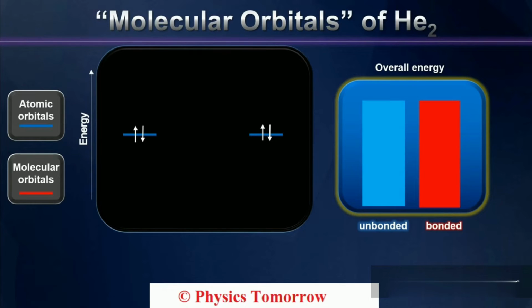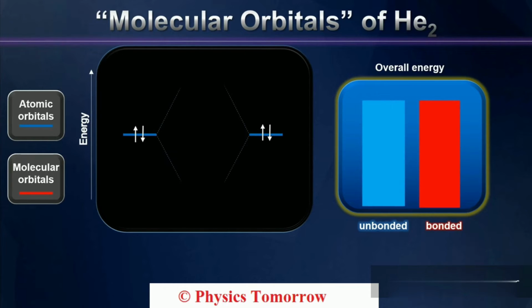Now let's move on to the next element on the periodic table, helium. I've put molecular orbitals here in quotations because, as we're about to discover, there really is no such thing as a helium-2 molecule. But to prove it, we need to use our energy diagram and combine the 2 atomic orbitals of helium atoms to find out what the energetics of bonding would be if it were to happen.